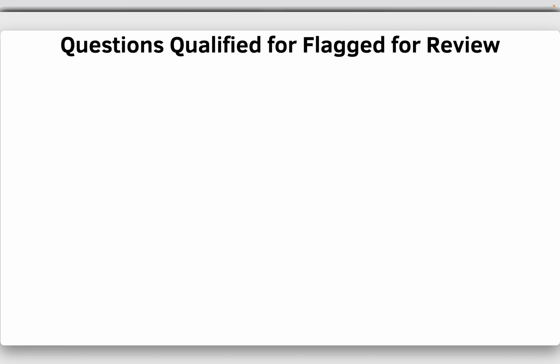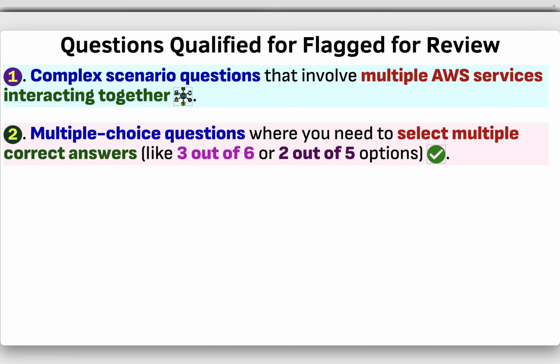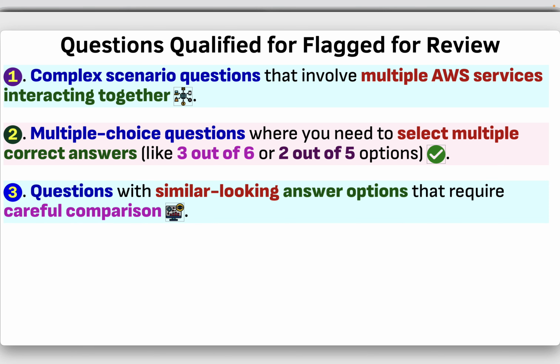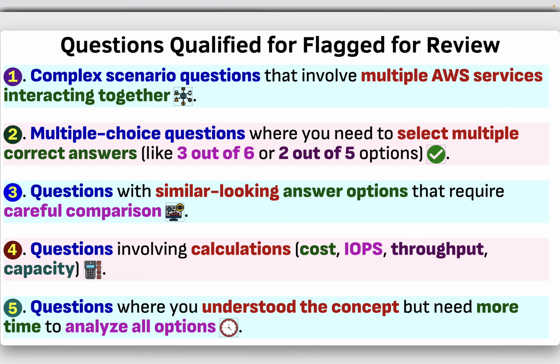Okay, questions qualified for flagging for review are these ones. Complex scenario questions that involve multiple AWS services interacting together. Multiple choice questions where you need to select multiple correct answers, like 3 out of 6 or 2 out of 5. Questions with similar looking answer options that require careful comparison. Questions involving calculations, something like cost, IOPS, throughput, and capacity. Questions where you understood the concept but need more time to analyze all options.